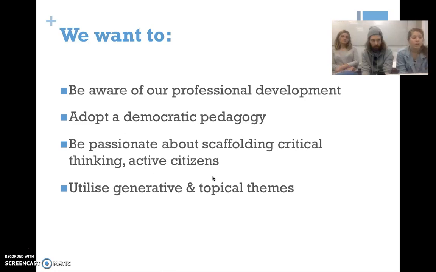Next, we looked at utilising generative and topical themes when creating the curriculum. So a generative theme refers to primary subject matter, which is based on popular culture that may be relevant to students, which highlights challenging conditions in their daily life, which can be the basis of critical class discussions. So this could be diet, music, advertising.